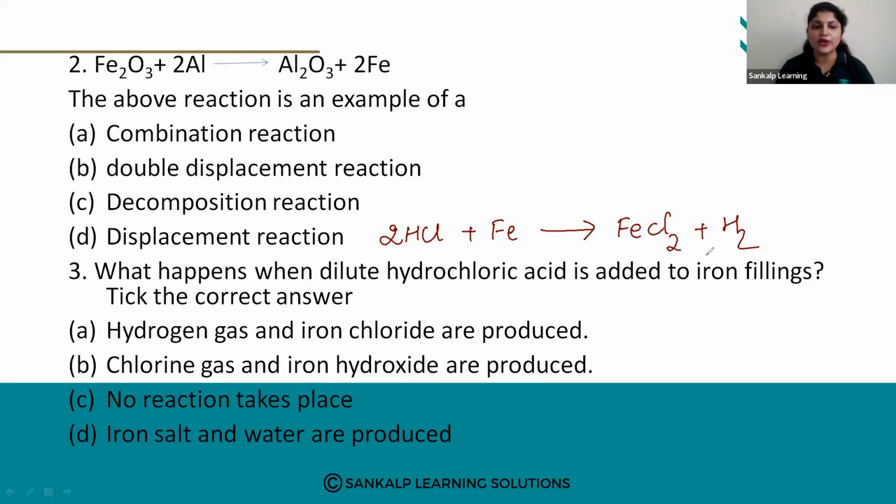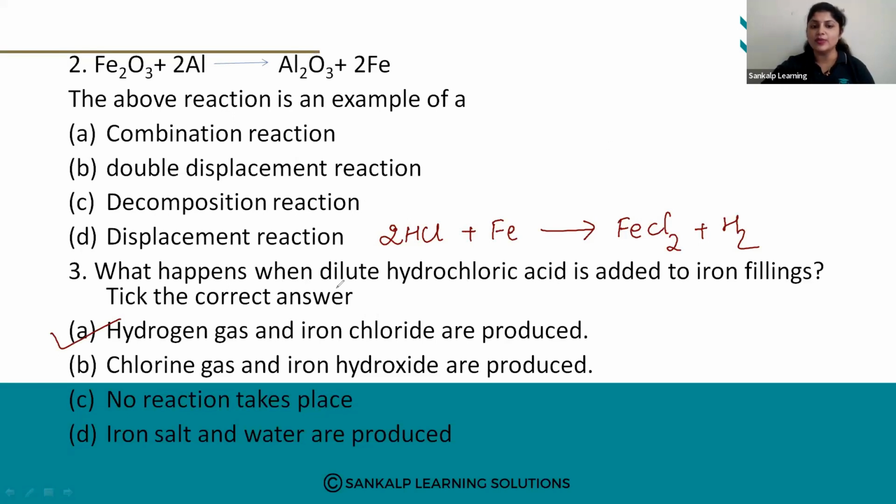So here what you are getting? Hydrogen gas and iron chloride are produced. So option A is the answer. Okay, option A is the answer. So you can just make note of this.